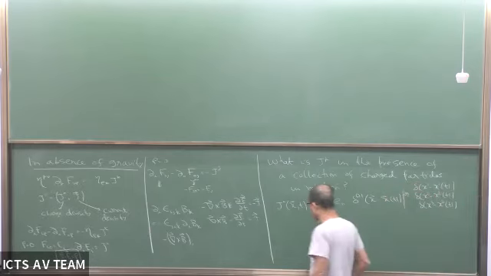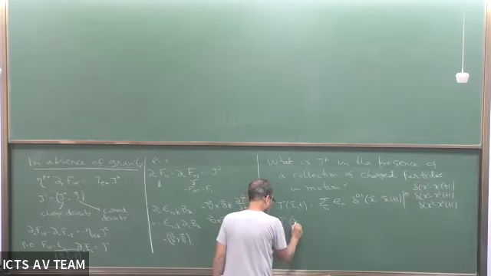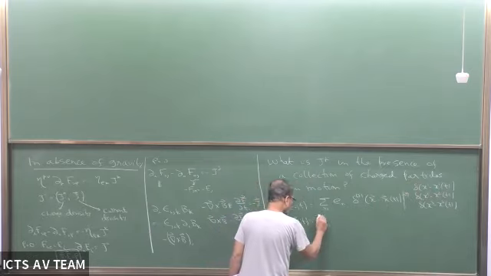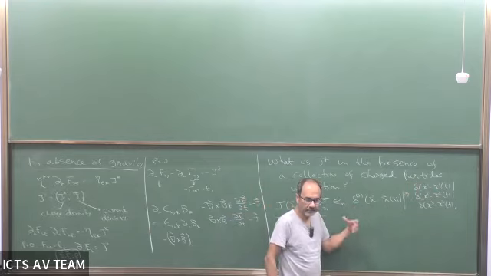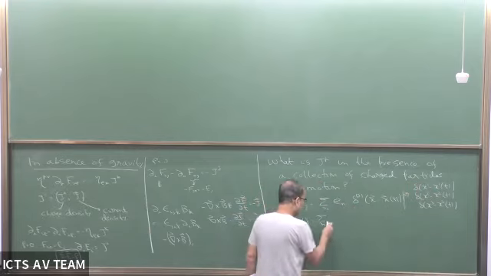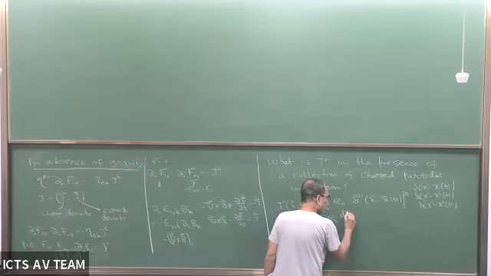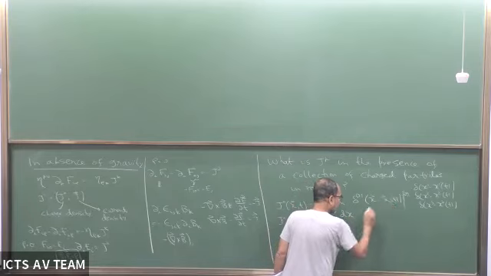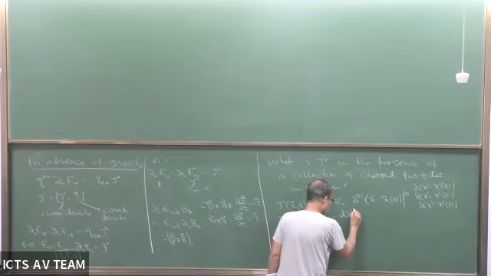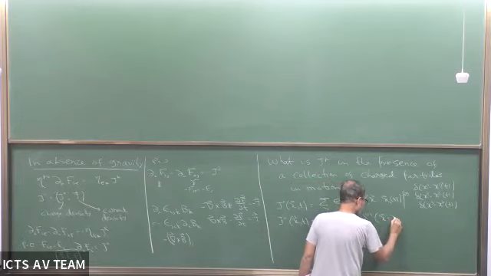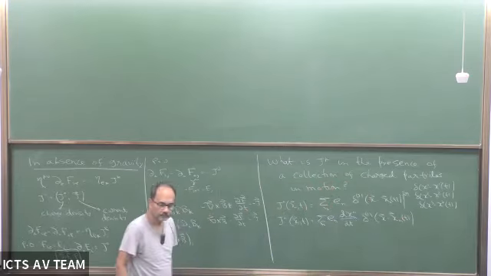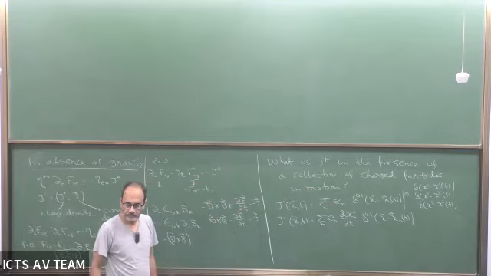Now, what about J^i? It will have a similar form, except that it will also be multiplied by the velocity of the particle, because it's a current. So it will be e_n, sorry, this is x_n, the nth particle position, dx_n^i/dt. Is it clear?